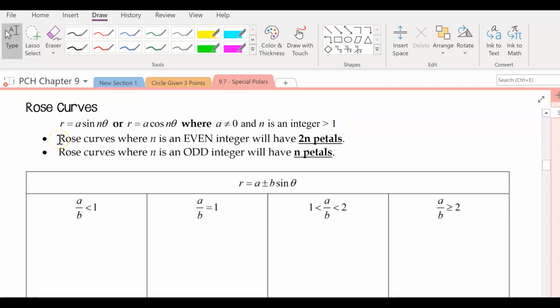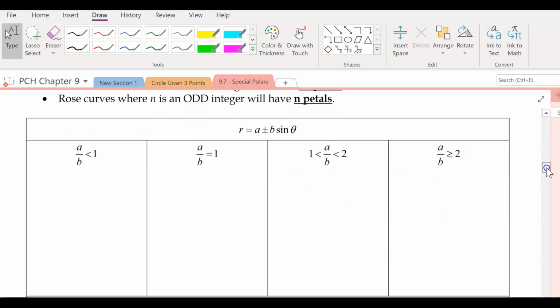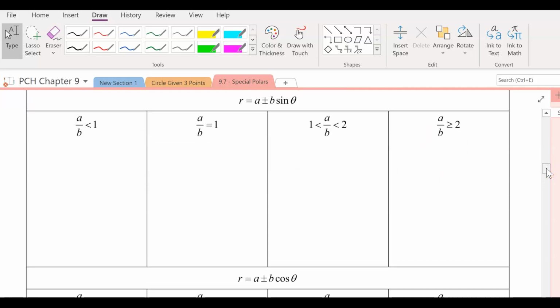Alright, so with Rose curves, if n is an even integer, it's going to have 2n petals. And if n is an odd integer, it will just have n petals. So let's go ahead and take a look at these. Let's make some adjustments to our chart here.